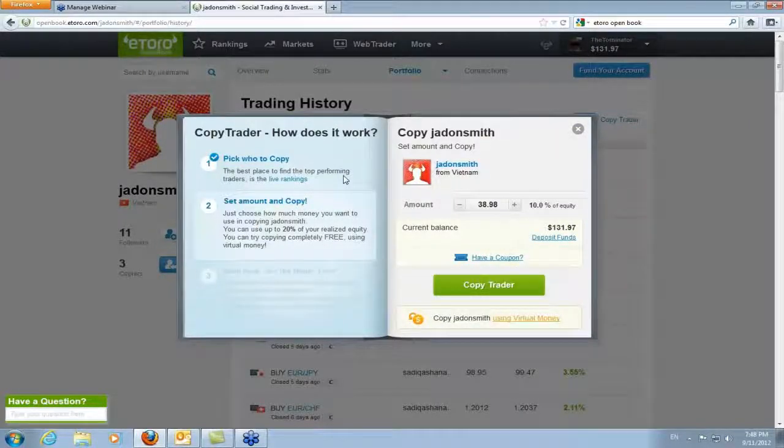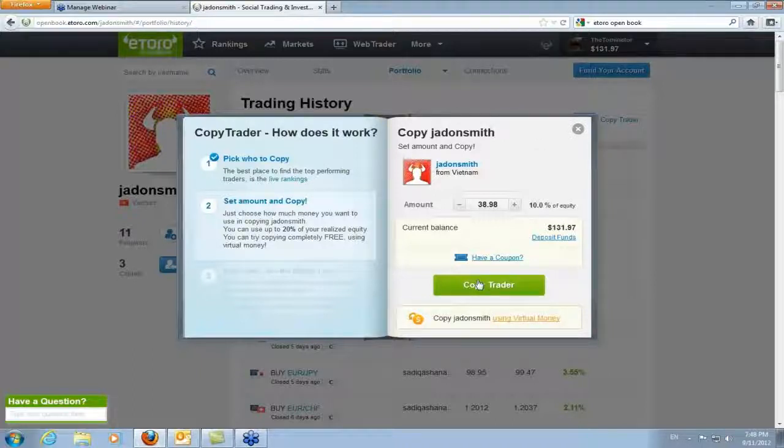CopyTrader, how does it work? The best place to find the top performing traders is the live ranking. Set amount and copy. Just choose how much money you want to use in copying Jaden Smith. You can use up to 20% of your realized equity. What does it mean, 20%? The company doesn't want you to put in more than 20% into one trader. Why? Because we don't want you to put all your eggs in one basket. It's never good to do it anywhere in life unless you pick the right wife, but especially when it comes to trading. So that's why we're a bit paternalistic, and we don't want you to put more than 20% into one trader. Other than that, you can do whatever you want.